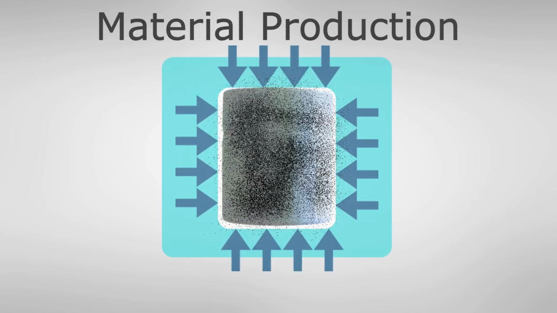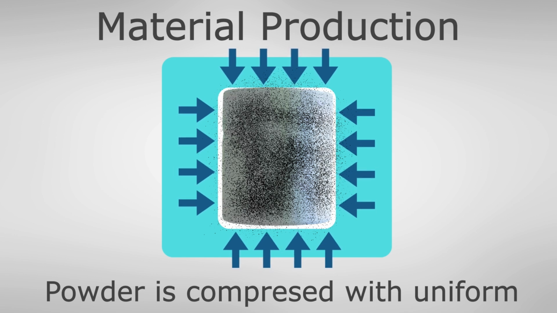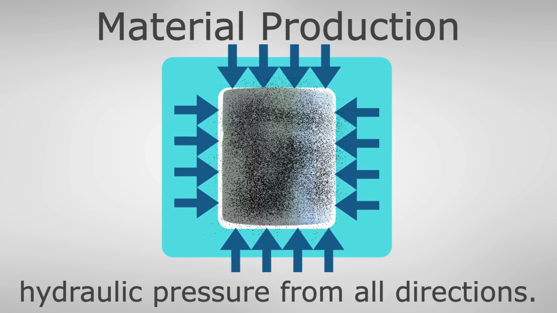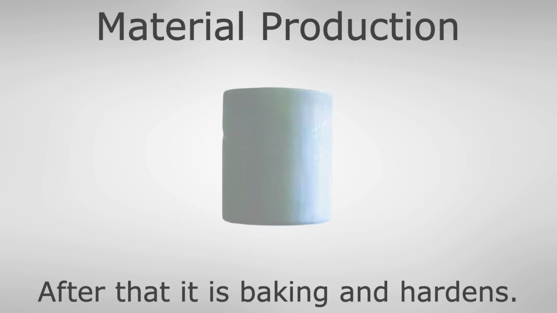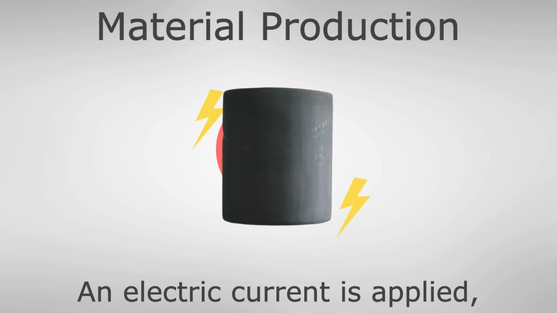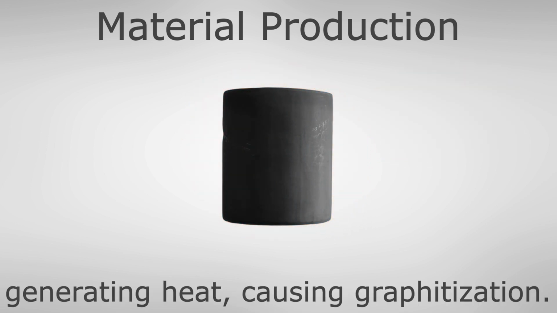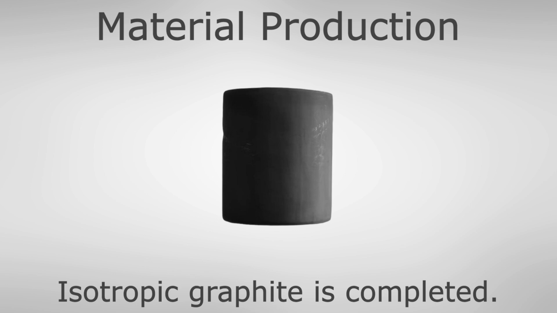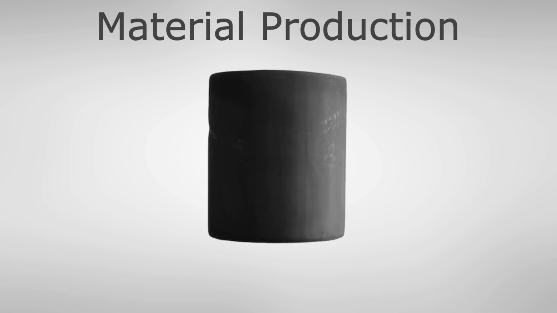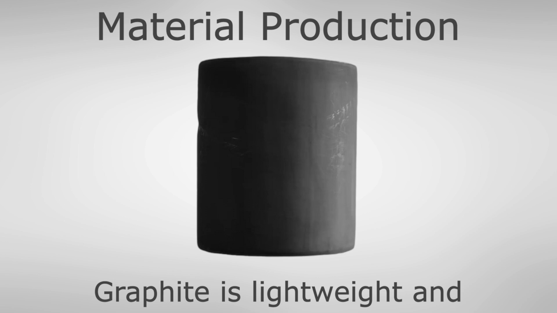First, regarding material production. Powder is compressed with uniform hydraulic pressure from all directions. After that, it is baked and hardens. An electric current is applied, generating heat to nearly 3000 degrees Celsius, causing graphitization. Isotropic graphite is completed. We can also produce large blocks exceeding 1 meter in size.